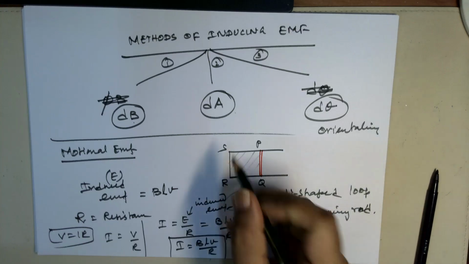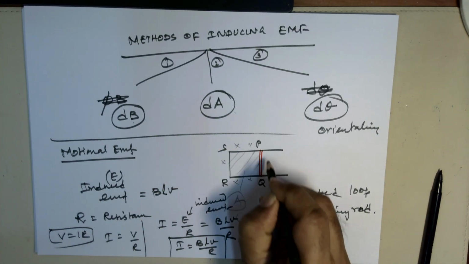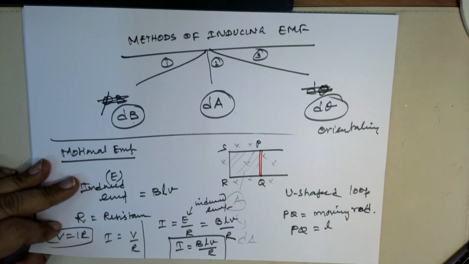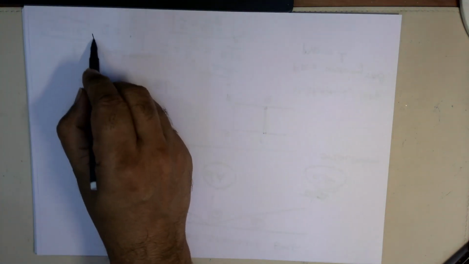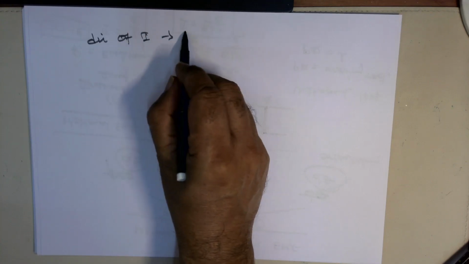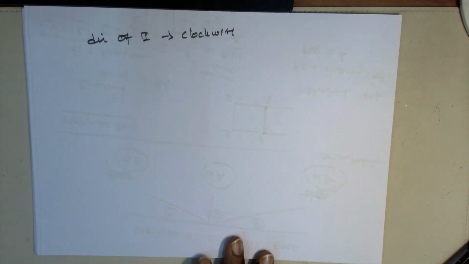Here the into mark represents the magnetic field direction. Okay. So moving upward vertically. The direction of current will be clockwise. So that is determined by the Lenz law.